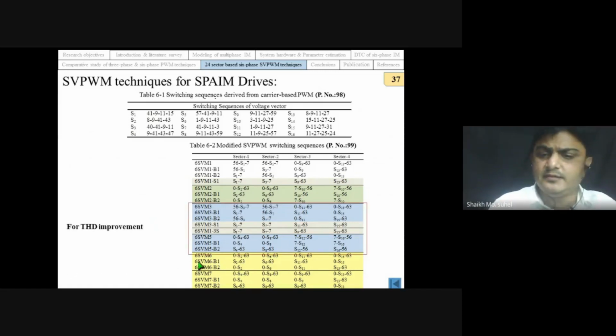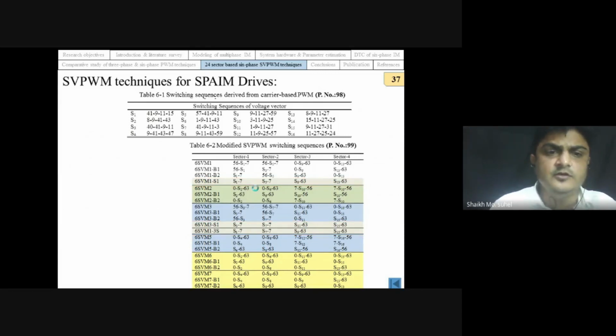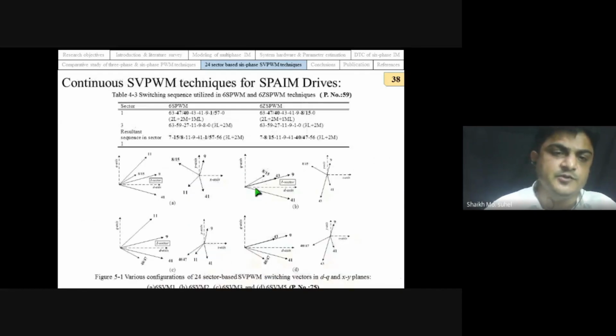So these are the PWM techniques that can provide me good harmonic performance. And we have also developed these three PWM techniques. These PWM techniques are designed and developed in such a way that they can reduce the switching loss effectively. We cannot analyze all PWM techniques in a single analysis, and that's why we have broken down these PWM techniques. First of all, we have selected the continuous SVPWM technique.